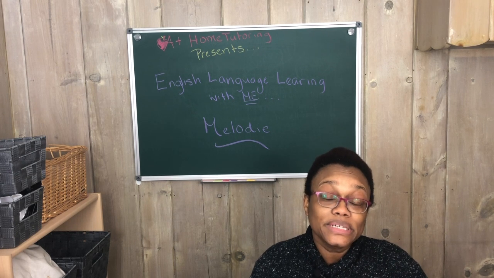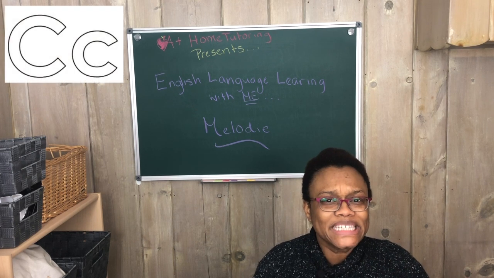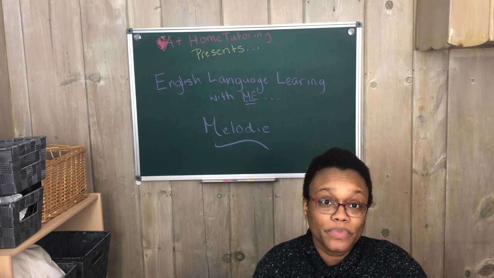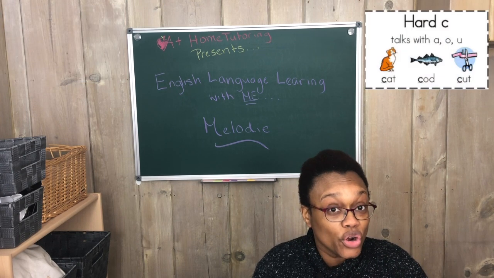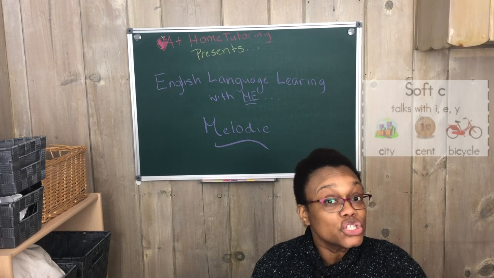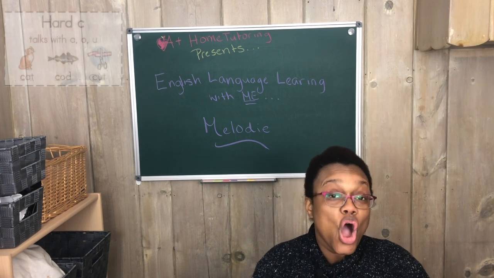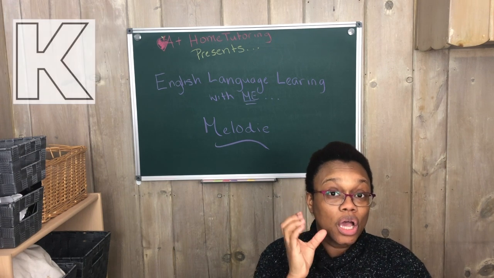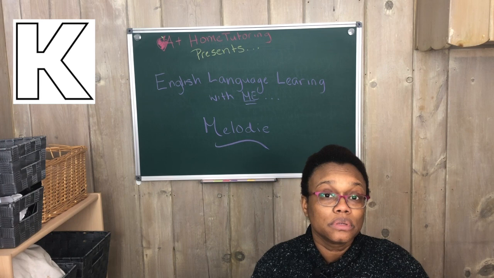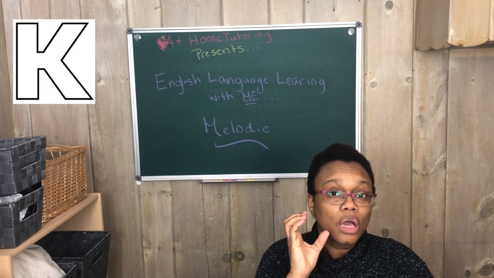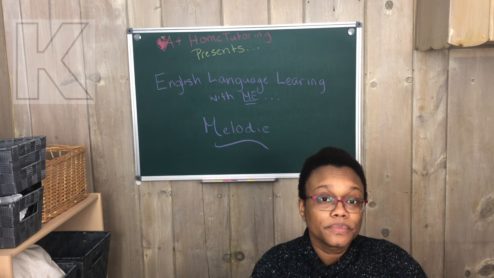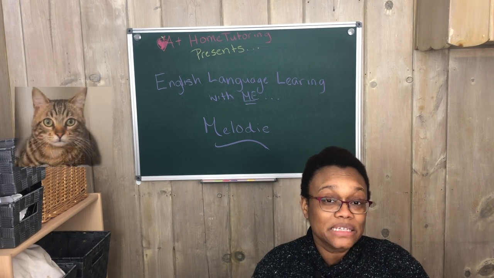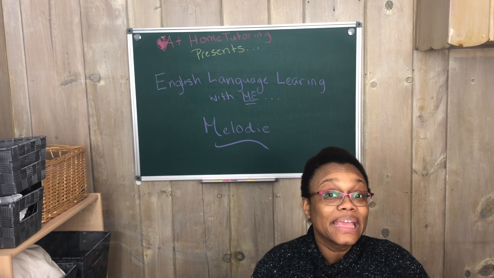Next is the letter C. The letter C is a special consonant because it actually makes two sounds. The letter C can have a hard C sound and a soft C sound. Hard C makes the K sound. K, k, k. K, k, k. For example, carrot, hat, and cafe.